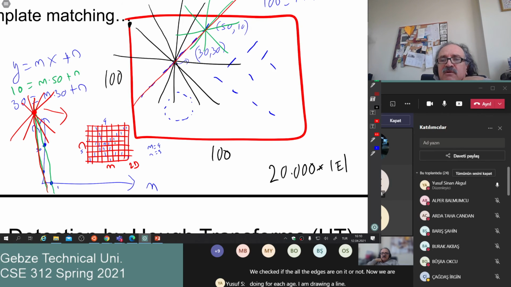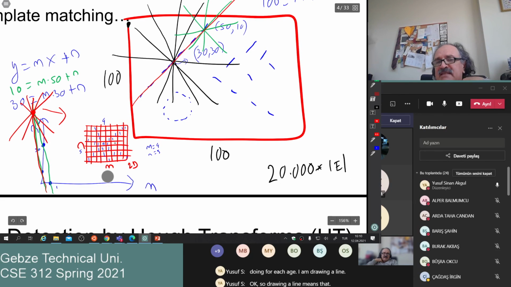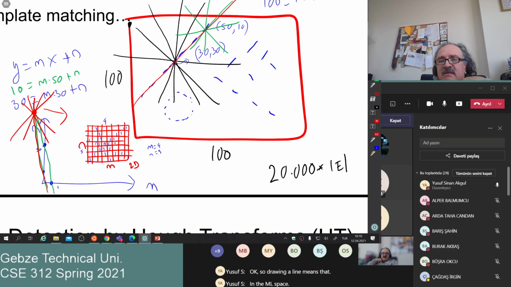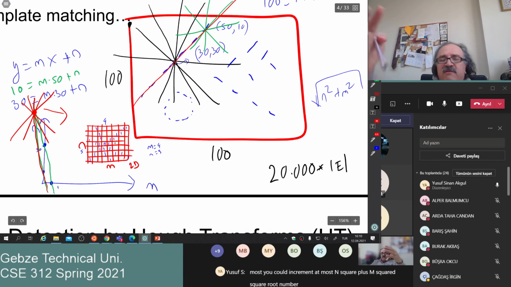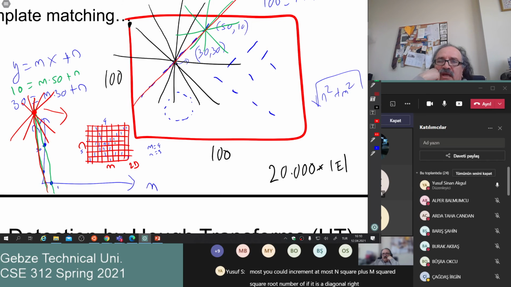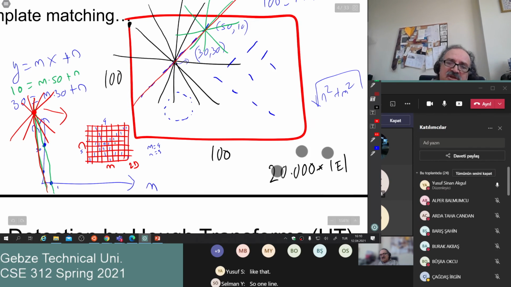Okay. So drawing a line means that in the MN space, I am incrementing some counters. How many counters can I increment at most? You could increment at most the square root of n squared plus m squared number of elements, if it is a diagonal, right? So it is on the order of n plus m, something like that. So the complexity is much lower than that.